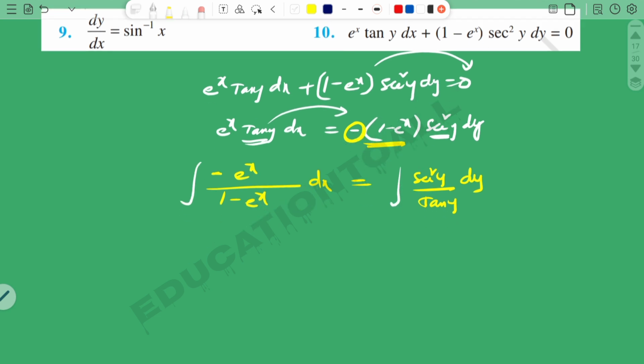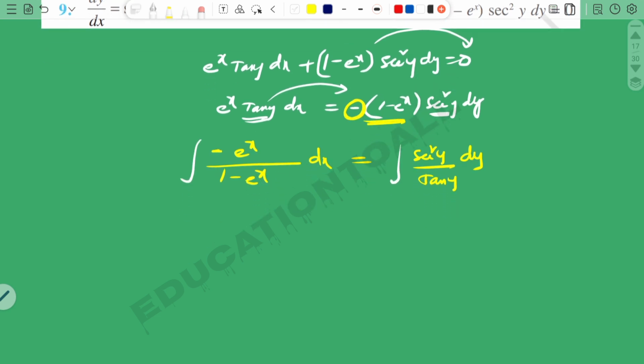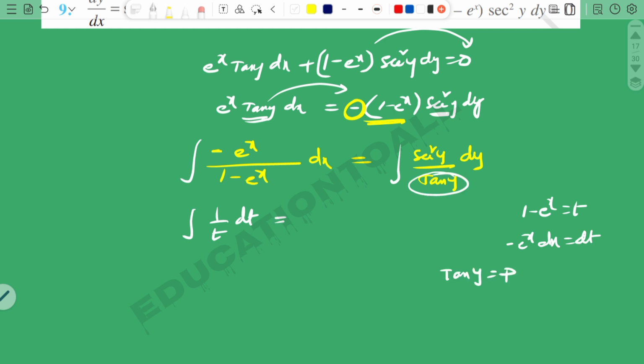Applying the integration, by observing the denominator, let's consider 1 − e^x = t. Then what happens if I apply the differentiation? −e^x dx = dt. Then it becomes 1 by t dt. In the RHS, the answer tan y is equal to some p. So differentiating with respect to y, sec² y dy = dp. So in the right hand side, 1 by p dp.